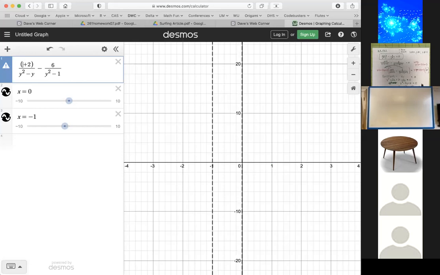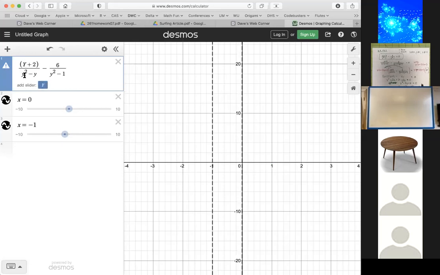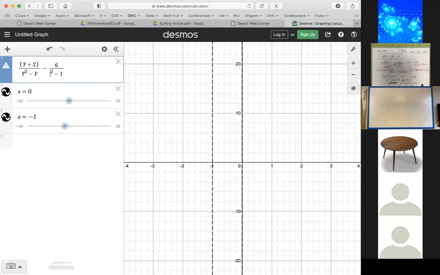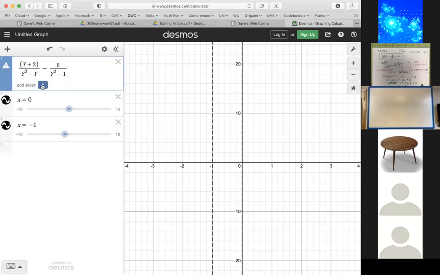How about if I tried to trick it by using a capital Y? You see what Desmos is saying to me? It says, do you want to make that a slider? No, I don't want to make it a slider. I want you to graph it. So that's funny. In order to get Desmos to graph this, I have to call the input variable x. Desmos is really useful and effective, but sometimes it's just picky and insists that when you're making a graph you write it in terms of x.